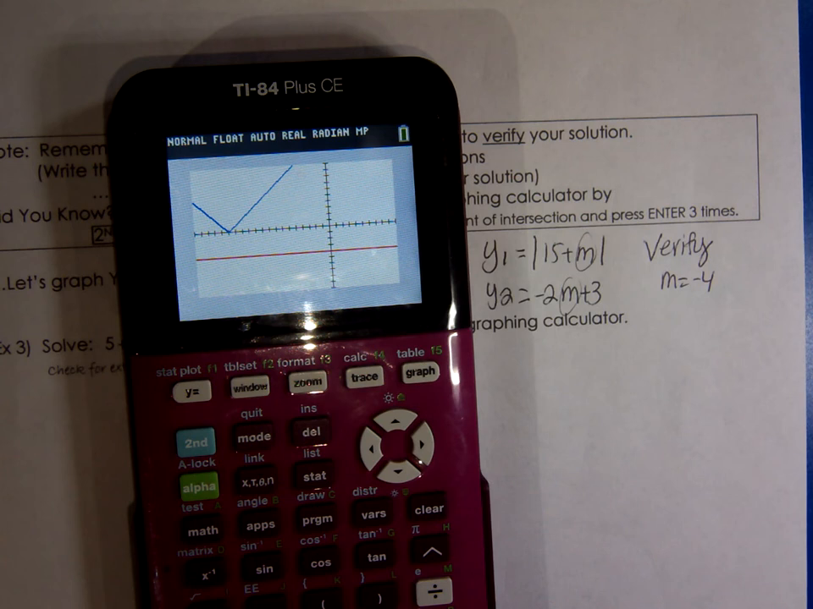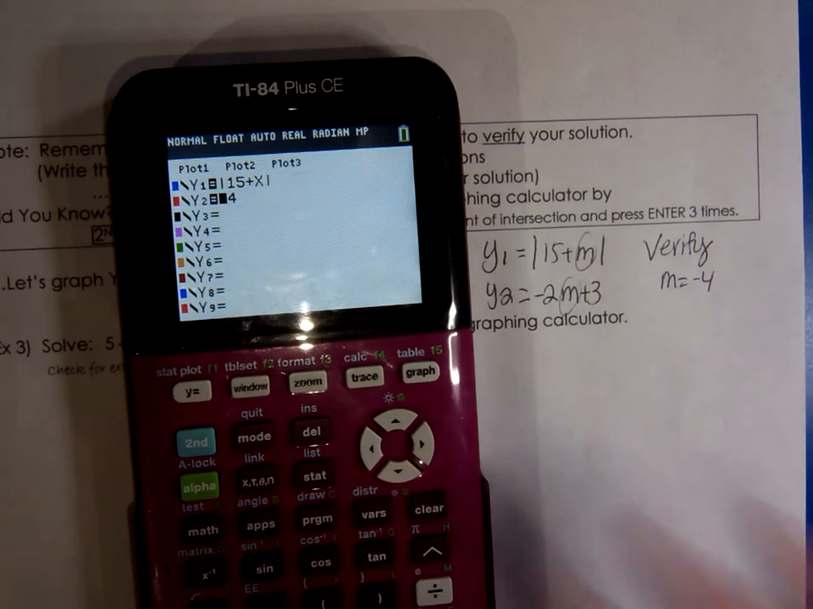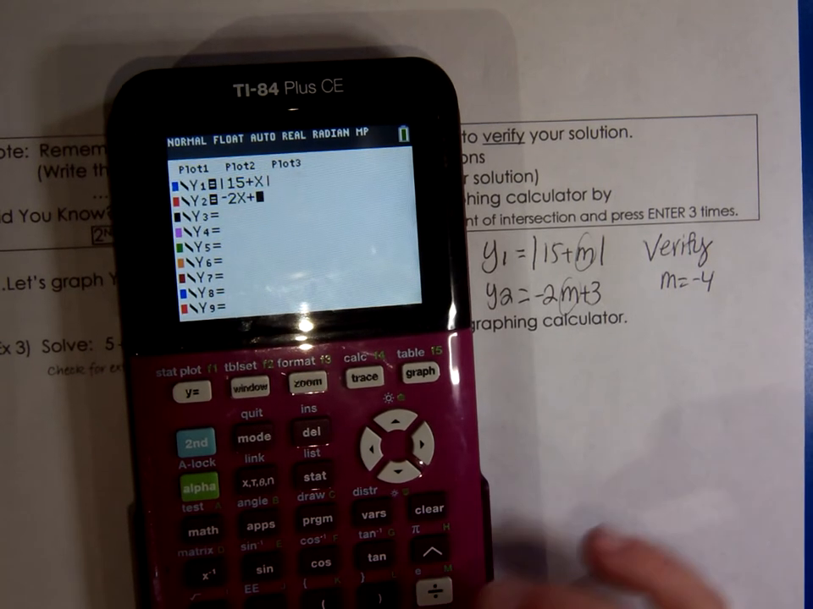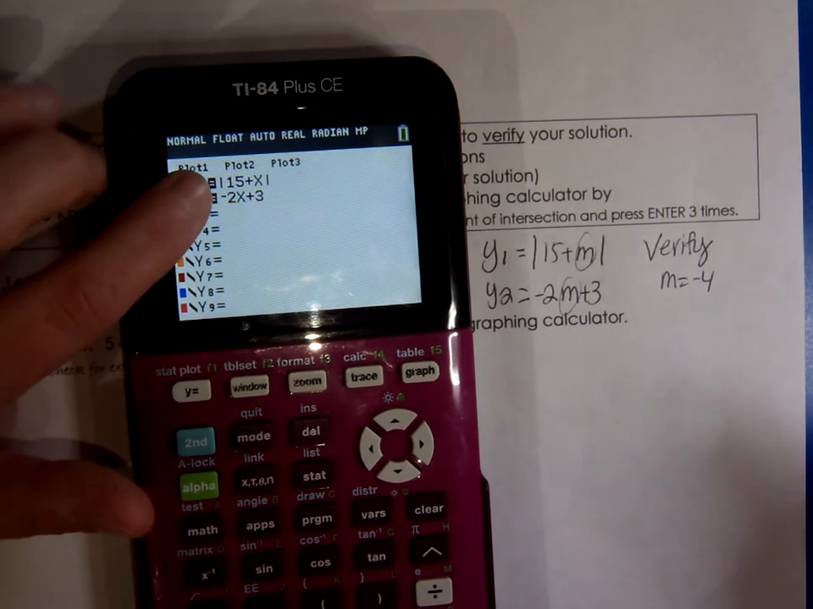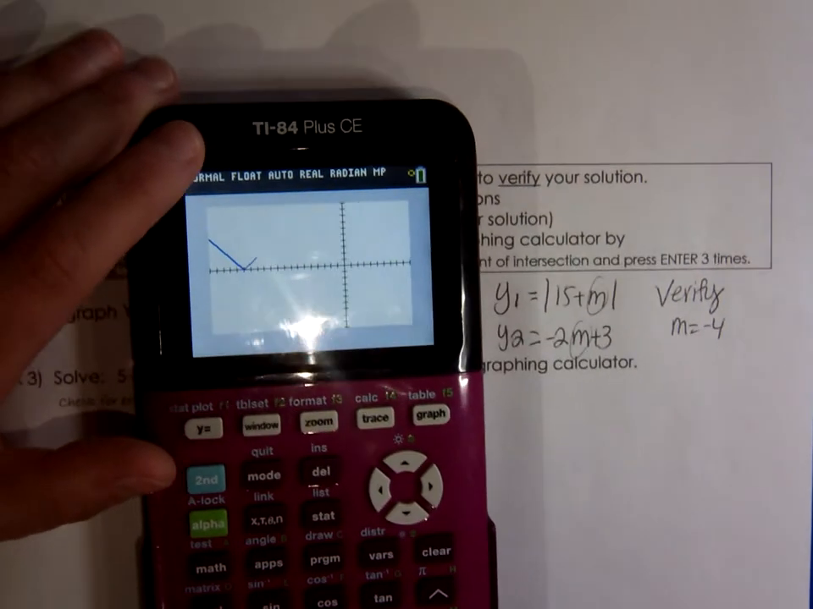Oh my gosh, what am I doing? Why did I put in negative 4? I'm so sorry, guys. We needed to put in negative 2x plus 3. I'm like, this isn't working. So yes, this is our y sub 1, this is our y sub 2. I'm so sorry. We're not able to see what's going on with our graph because you can't see it.